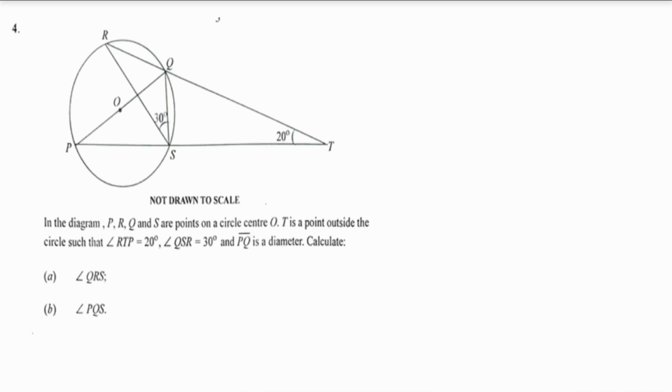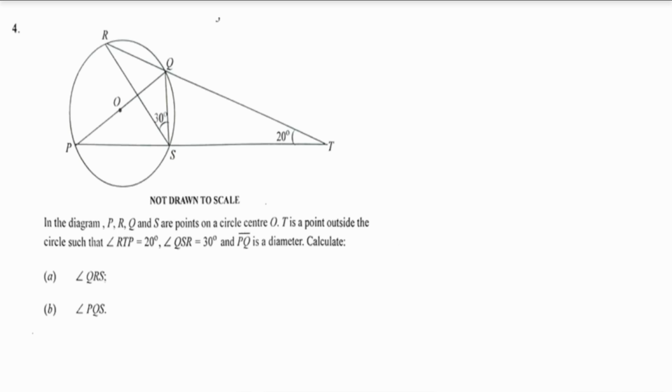Today I'm solving essay question 4 of the 2024 WASSCE Core or General Mathematics paper written by Ghana. The question has a diagram that is not drawn to scale. It reads that in the diagram, P, R, Q, and S are points on a circle center O. T is a point outside the circle such that angle RTP equals 20 degrees, angle QSR equals 30 degrees, and the segment PQ is a diameter. Calculate A, angle QRS, B, angle PQS.